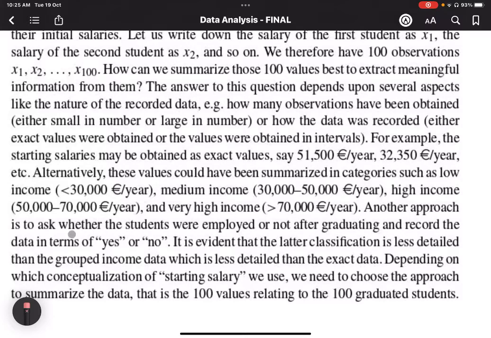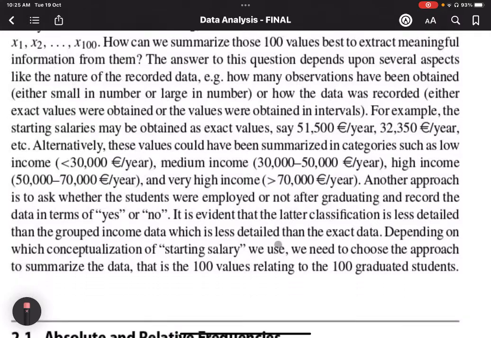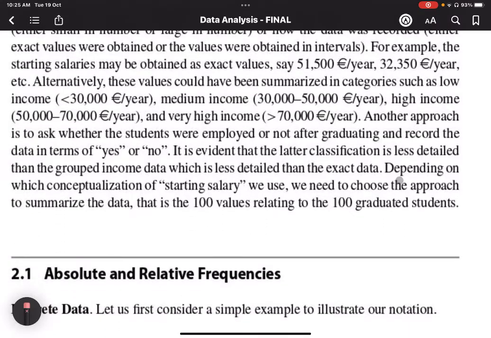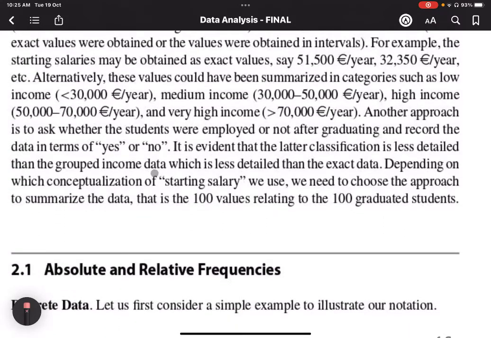Another approach is to ask whether the students were employed or not after graduating and record the data in terms of yes or no. So it is evident that the latter classification is less detailed than the group income data, which is less detailed than the exact data. Depending on which conceptualization of starting salary we use, we need to choose the approach to summarize the data, that is, the 100 values relating to the 100 graduated students.